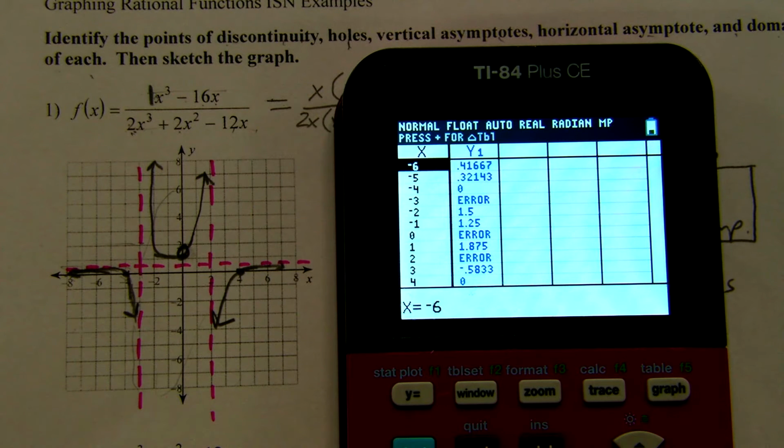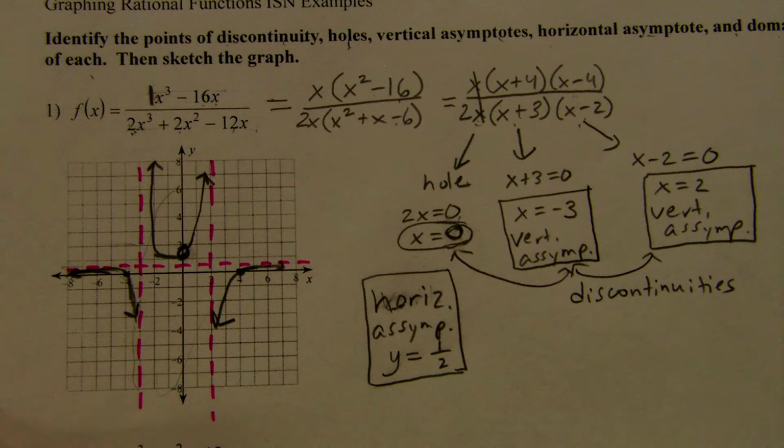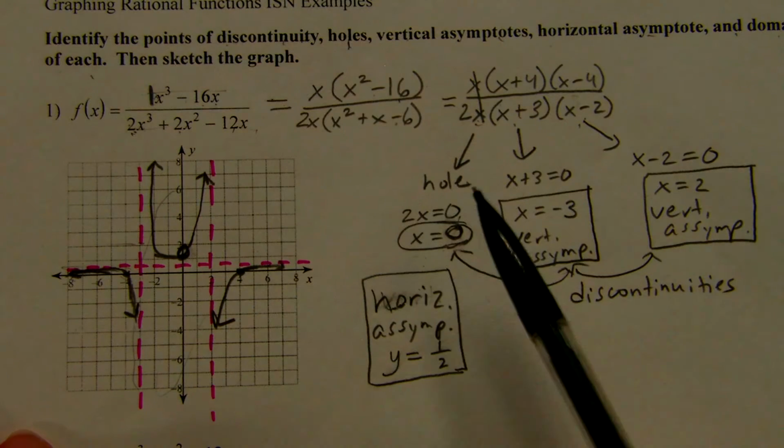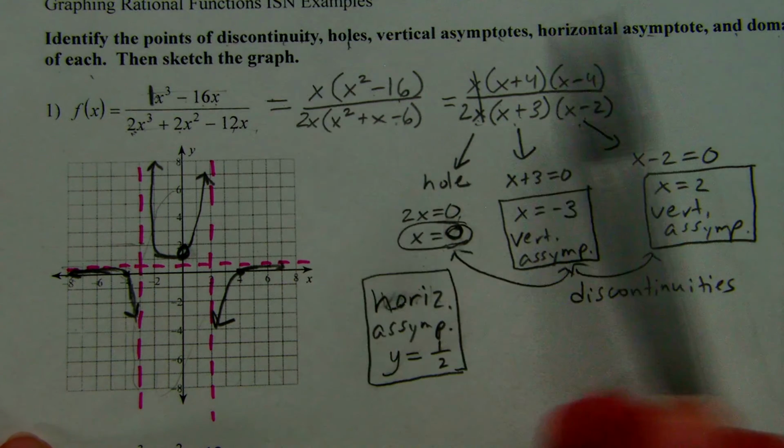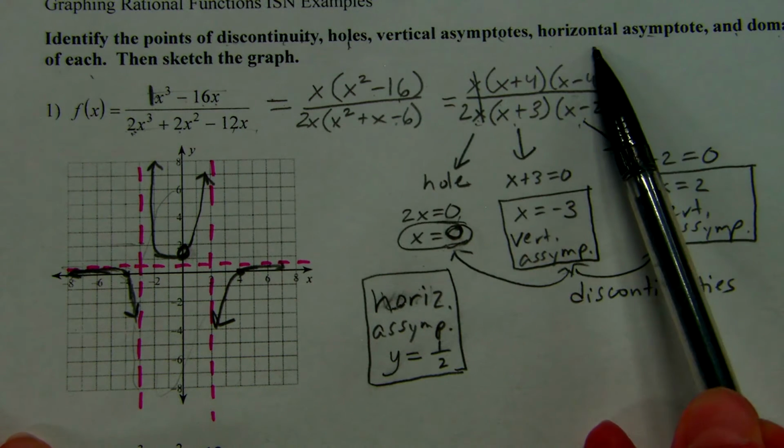And you could actually get some points out of the table feature if you needed to have a super accurate graph. If you were working for NASA, like in the movie, and you needed a super accurate graph and you needed to know exactly where everything was, well, you could use this to get some more accurate points. But this is good enough for what we're doing. All right, so let's see if we've answered all the questions. So we identified the points of discontinuity, the holes, vertical asymptotes, horizontal asymptotes.